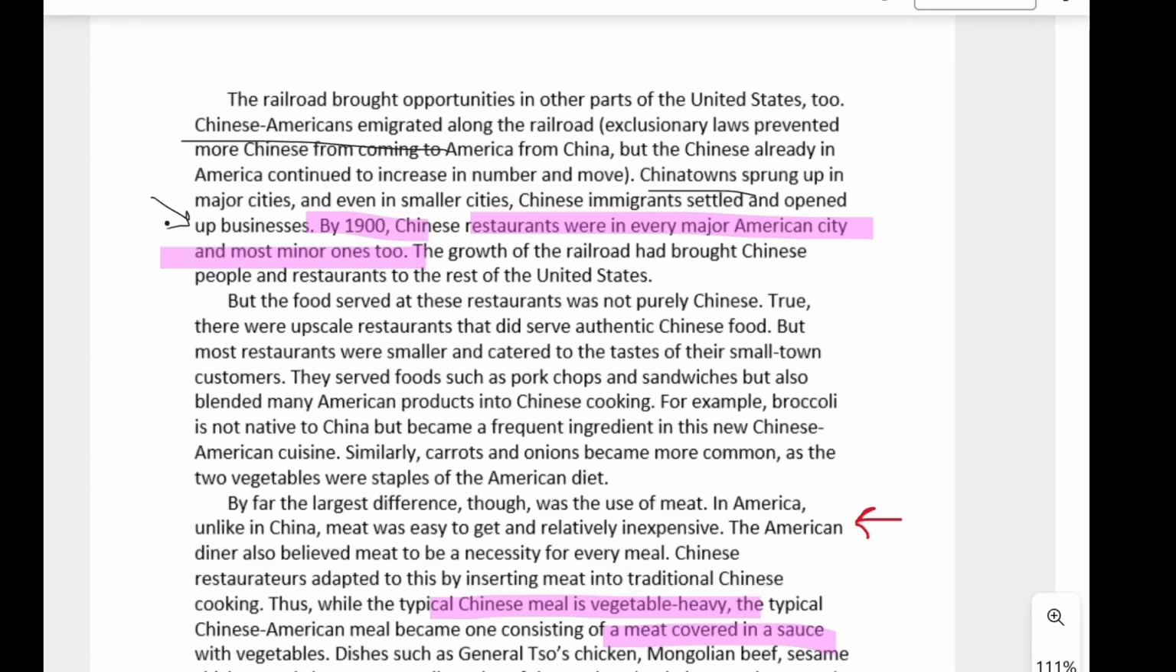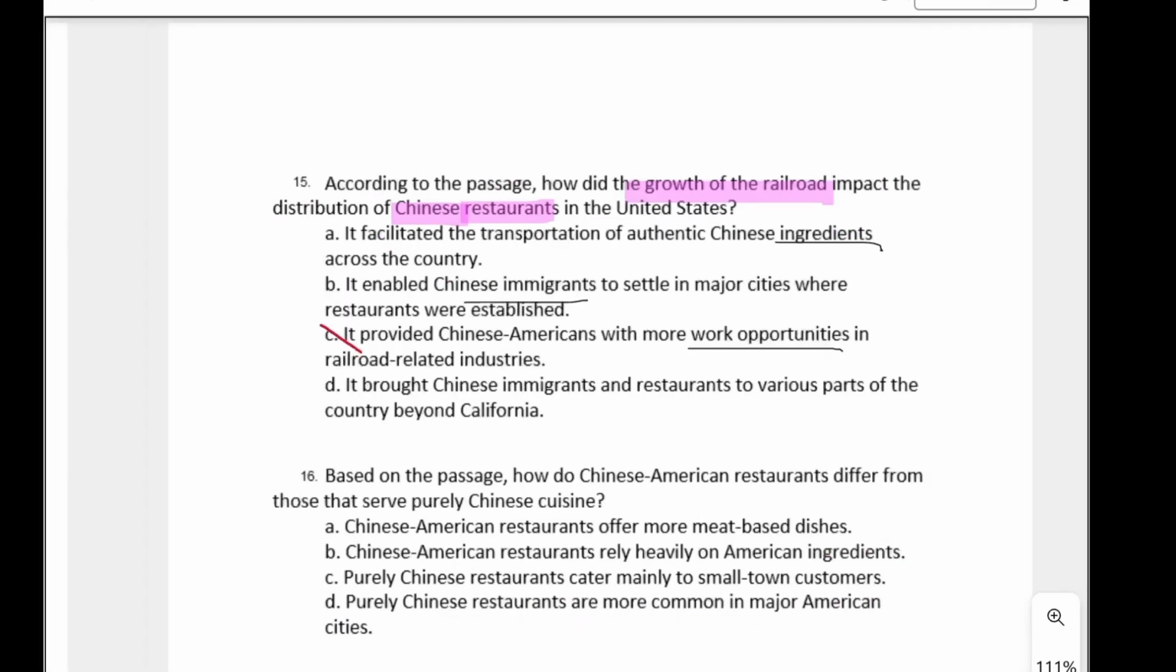So this is implying that due to the growth of railroads, Chinese people were able to move around more and open up more restaurants. So let's go back to the question. It doesn't talk exclusively about ingredients. Let's cross out A. This is correct, but it's not referring properly to the question. We are left with D as the right answer for 15.